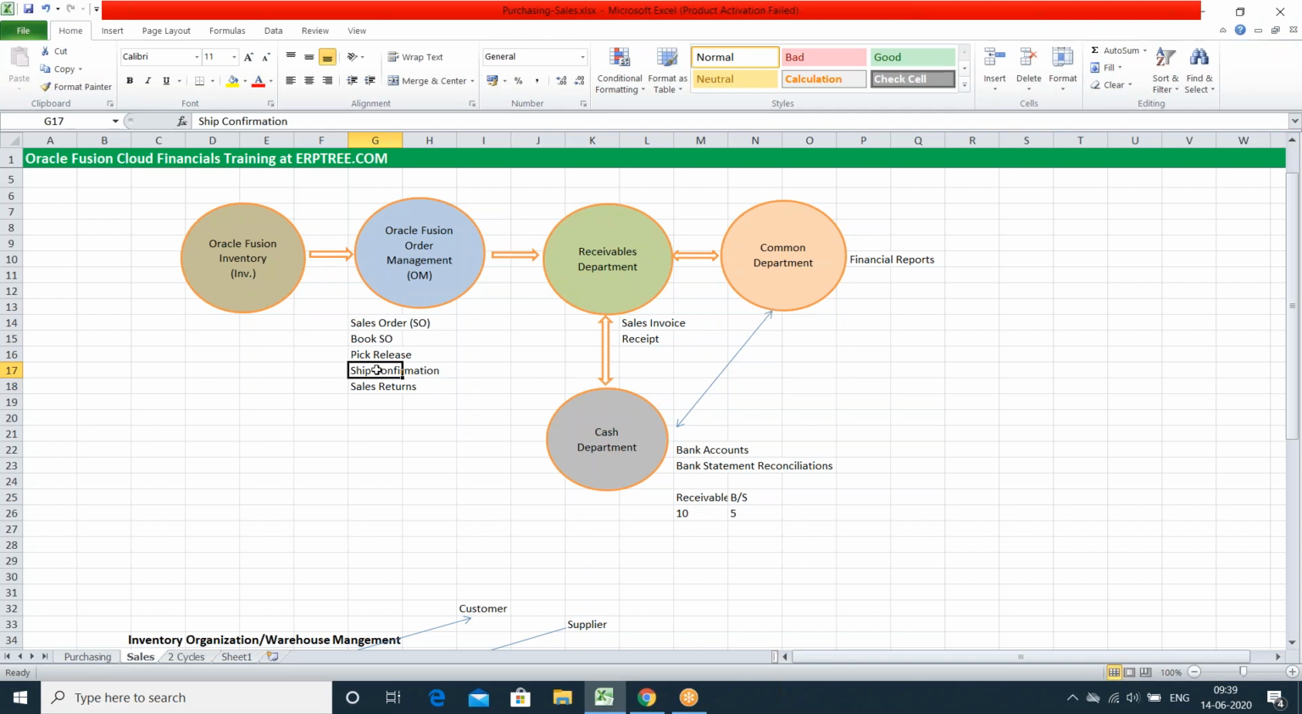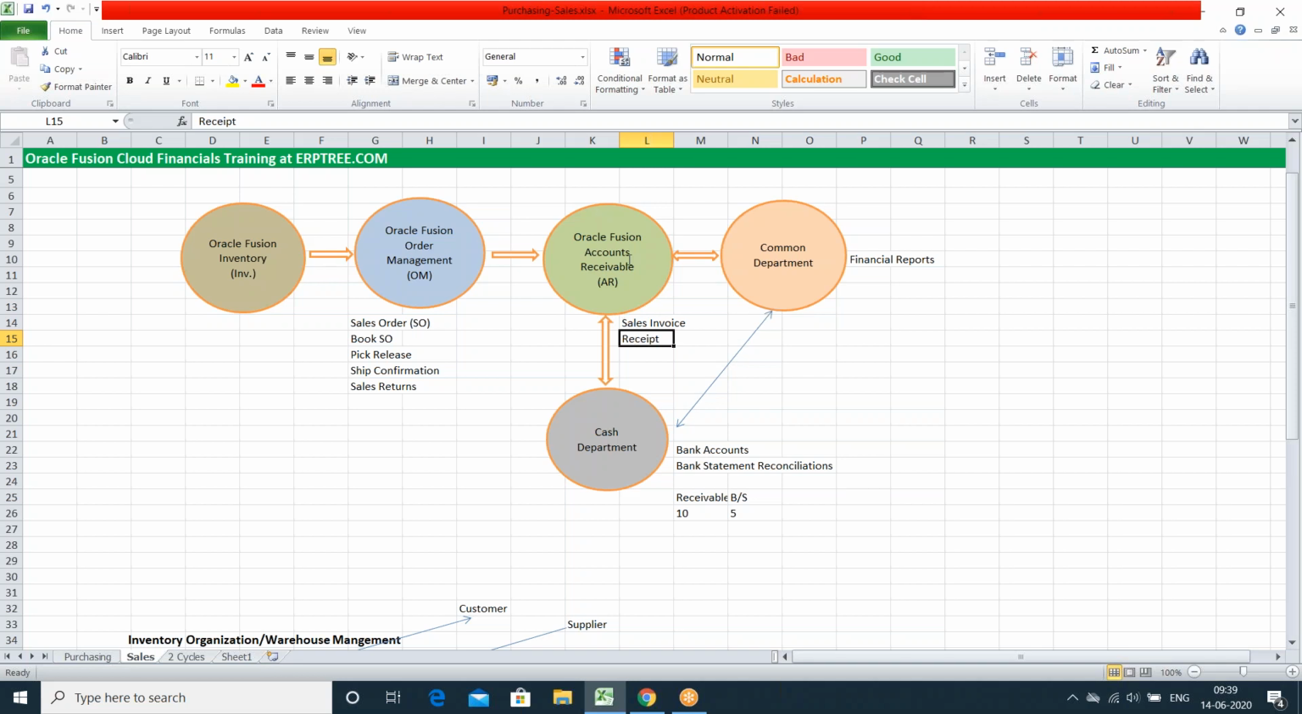So these ship confirmation details, the sales department should share with the receivables department. The receivables department should create the sales invoice and they have to record the receipt whenever they get the payment. To record the sales invoices and to process the receipts, for the receivables department, we have an application called Oracle Fusion Accounts Receivable Application, which we call AR. By using our Oracle Fusion Accounts Receivable Application, you can create the sales invoices and you can process the receipts.